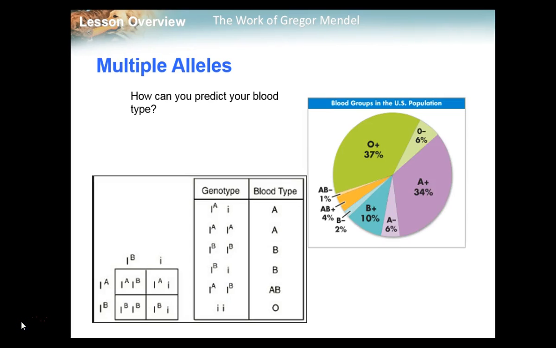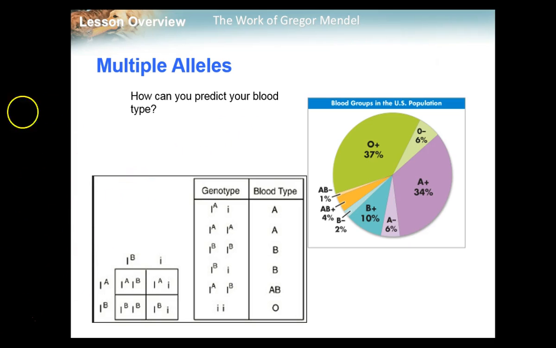Here's a look at blood typing. You can see that 37% of people in the U.S. population are a type of O blood type, and 34% are type A positive. We're going to spend more time in class discussing blood type, but I kind of wanted to give you a quick general overview. It's done a little bit differently because there's 2 dominants and 1 recessive.